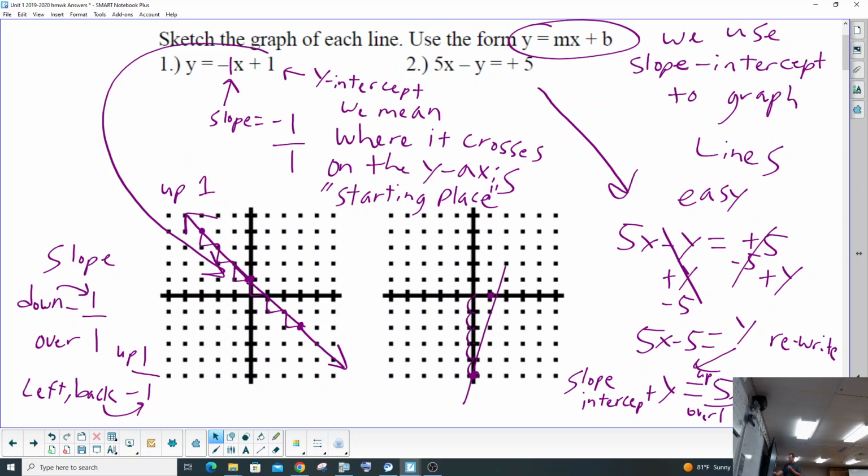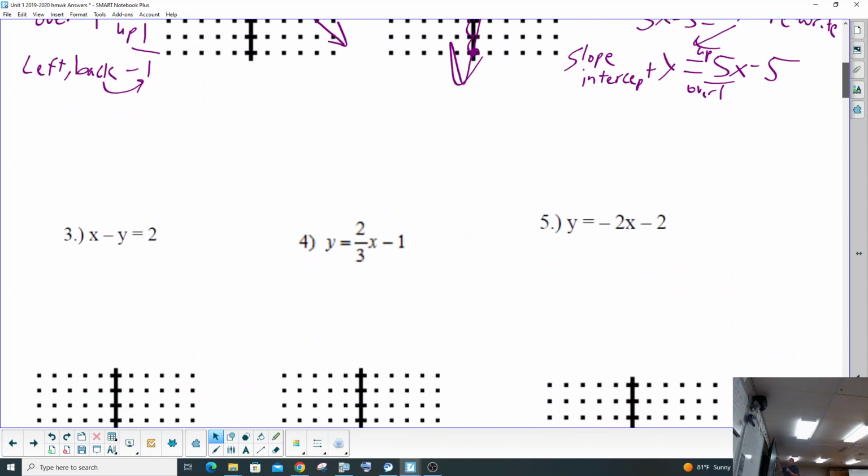That was a bit off you, Blue. Oh yeah, sorry. So up 5 over 1. You do another 1, 2, 3, 4, 5 over 1. And then you graph that line. Man, you guys getting it? I think you're getting it. Nice. So go and give number 3 a try.